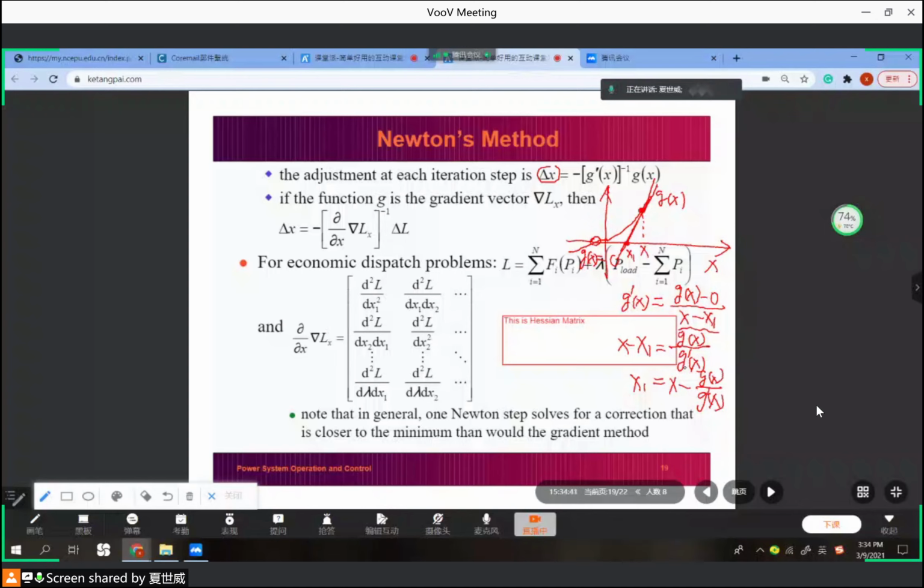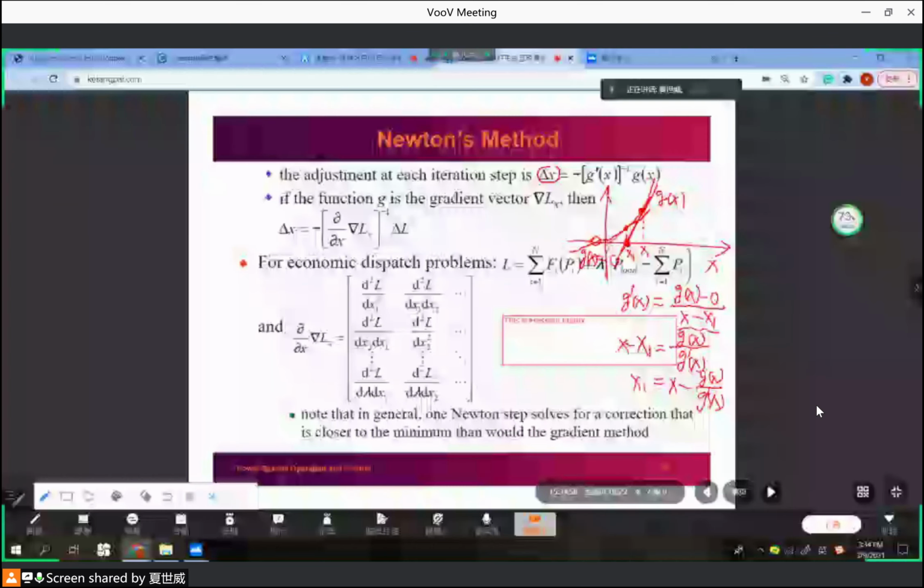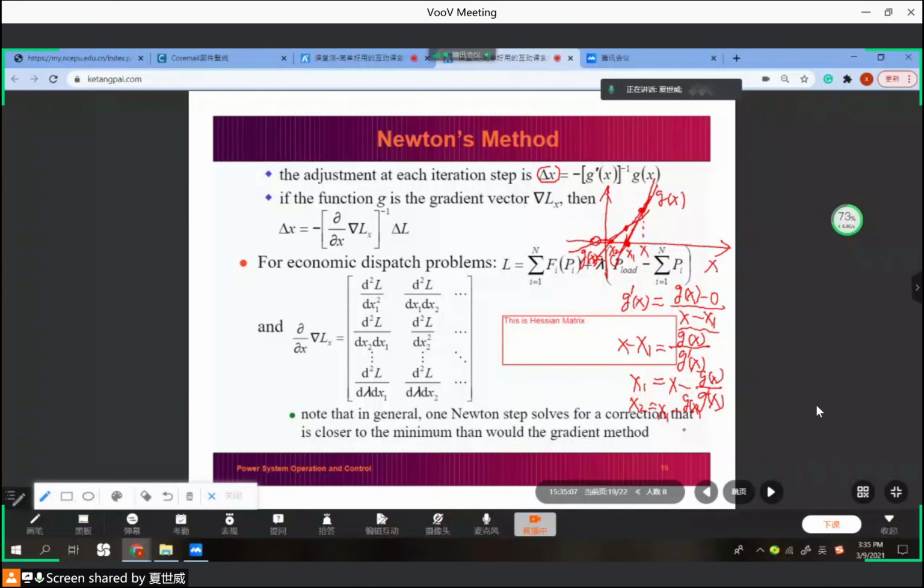So based on this, you will find a new point, or new solution, x1. After this, you use this point and draw a new line. Then x2 equals x1 minus g(x1) over the first order derivative at x1. You will get x2. Repeat this procedure, and you will get the further solution xn. This is the physical meaning of this.